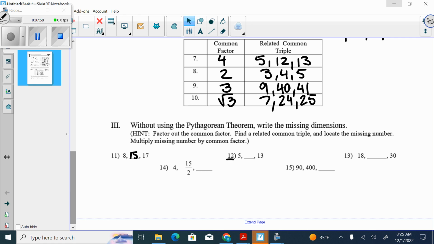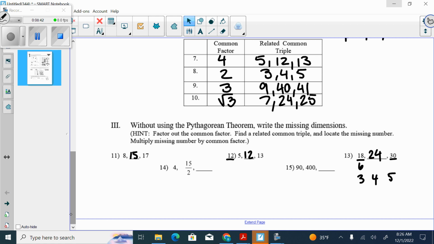Right here. 12. Okay, and on number 13, this is one where you're going to have to take out your factor to see which one it matches. What's going to be our factor between 18 and 30? 6. Okay, so 18 divided by 6 gives me 3, and 30 divided by 6 gives me 5. So that means it must be 4 in the middle, but to put it back in the blank, I need to multiply it by 6, right? So what am I going to put in the blank? 24.